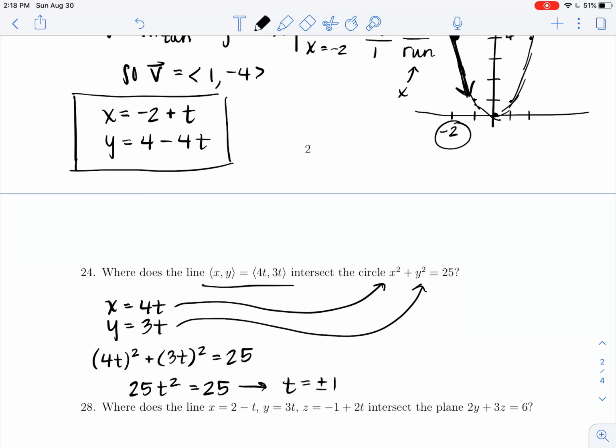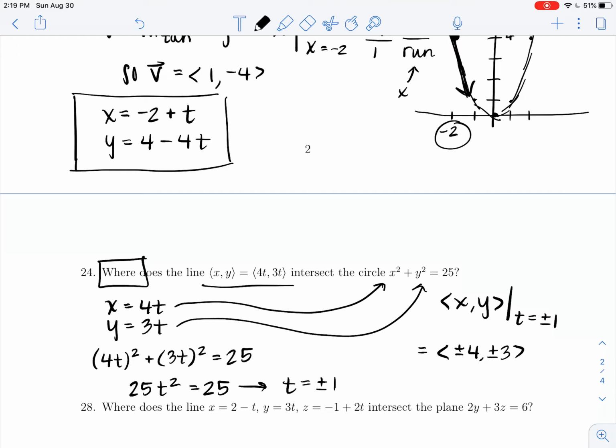All right, so did they ask me for the parameter values at which the line intersects? No, they asked me for where. In other words, they want actual coordinate points. So what we're going to do is take these parametric equations and evaluate them at plus or minus 1. So that gives us plus or minus 4, plus or minus 3.